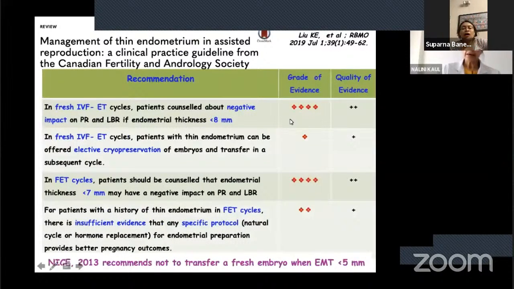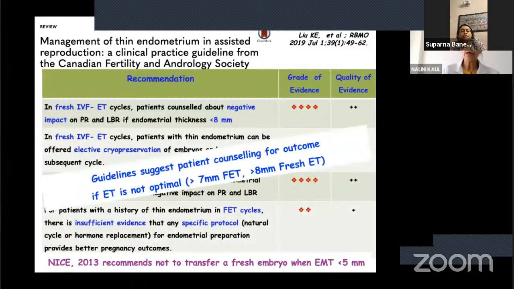Having said that, let us look at the guidelines. What the guidelines suggest is if you have a thin endometrium of less than 8 for fresh and less than 7 for FET, then we must counsel the patient, and in fresh we can offer them an elective frozen cycle, and in FETs we cancel the cycle and try to start again to get a better endometrium.